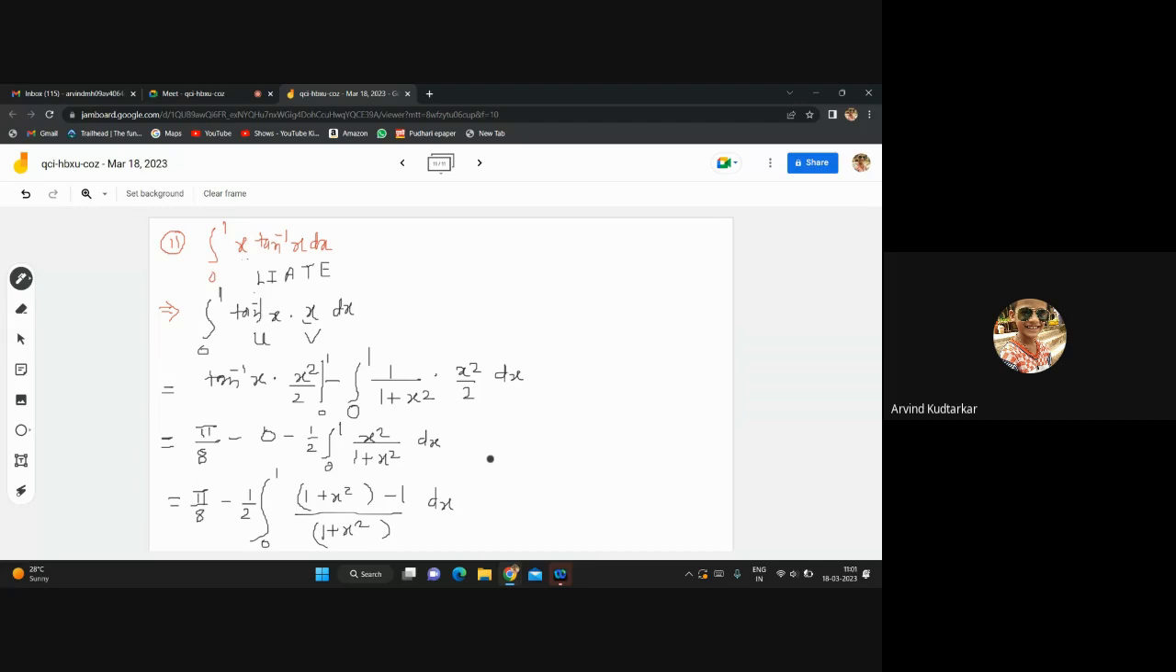dx. Okay, so pi by 8 times pi by 8 minus 1/2 times. This fraction you have written: either you can divide 1 plus x square into x square and write the fraction in the form of dividend equals divisor times quotient plus remainder. Even writing it like that would work. But instead of that, we can get the solution directly by using a suitable adjustment in the numerator.